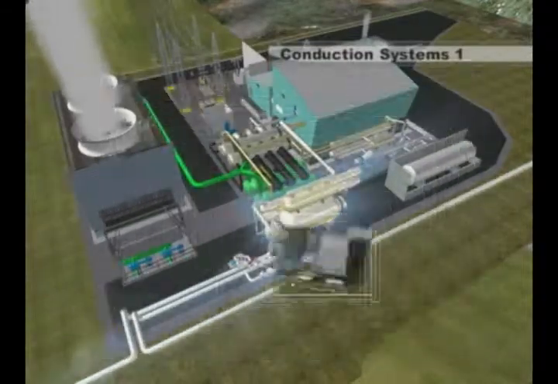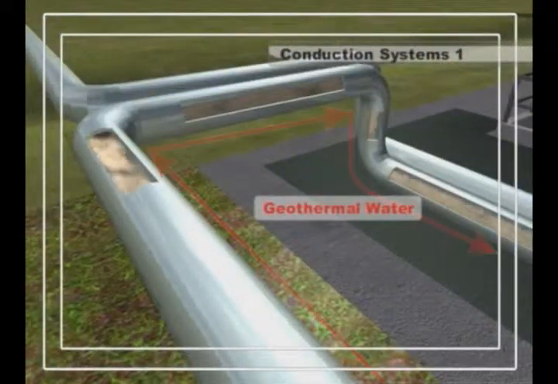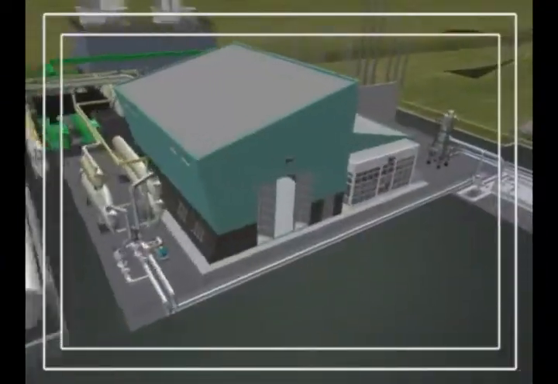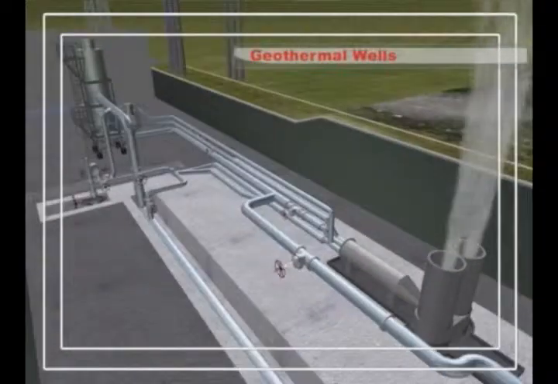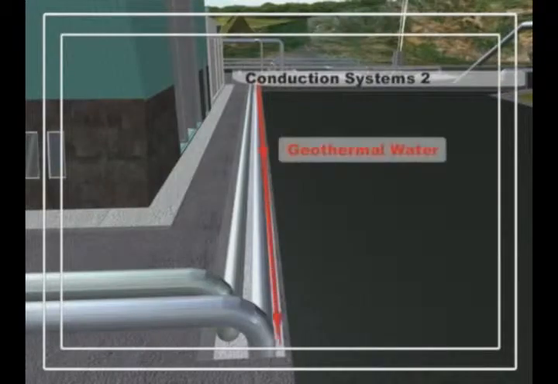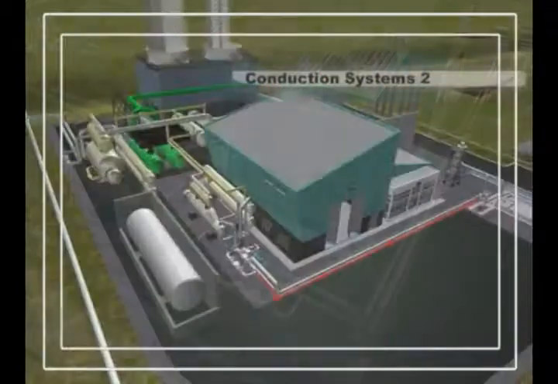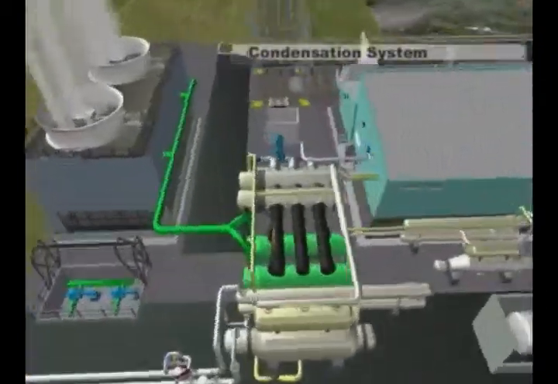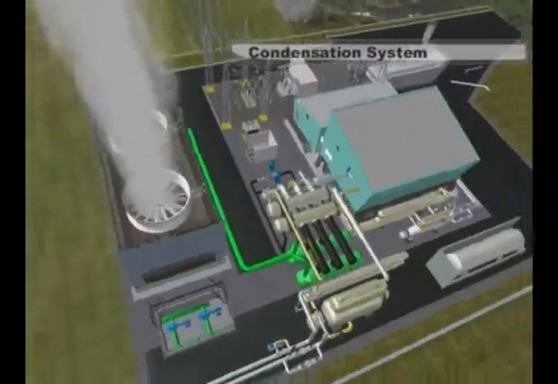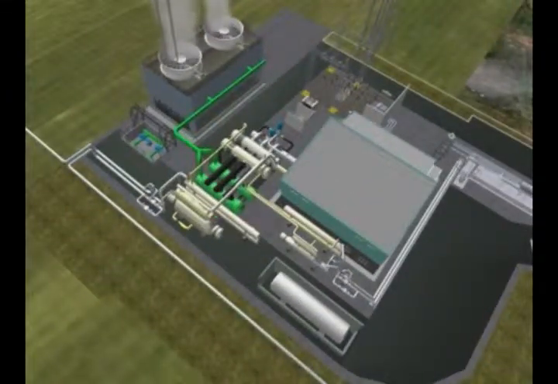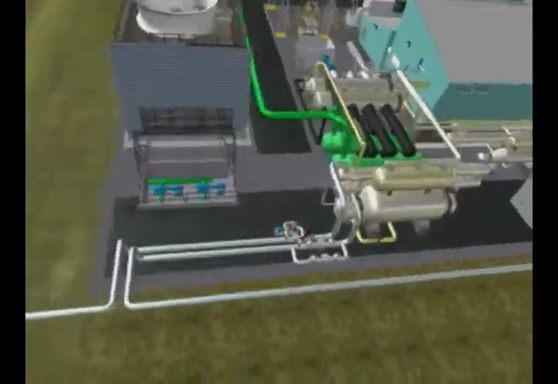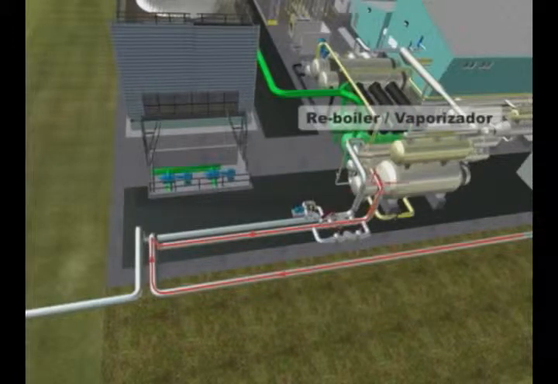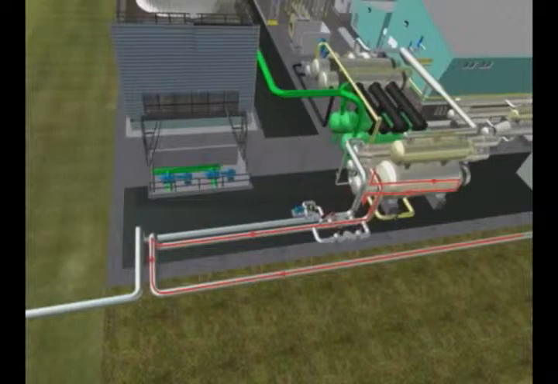The main process is carried out through the two systems of heat conduction which converge at a device called the heat exchanger. Supported by a subsystem known as the cooler or condenser. The hot geothermal water from the wells enters the heat exchanger into a vessel called the reboiler or vaporizer at a temperature of 180 degrees centigrade.